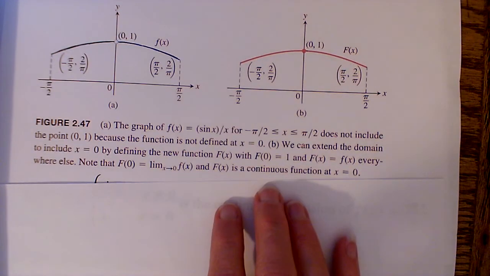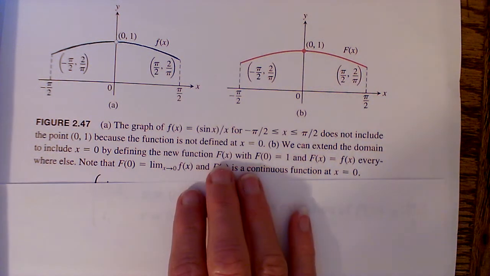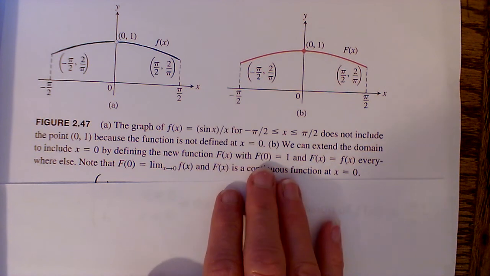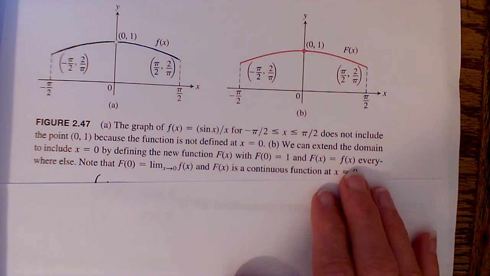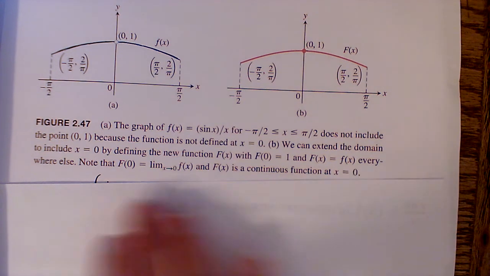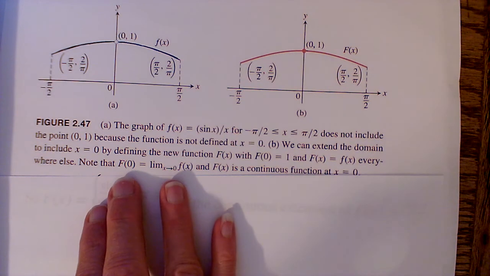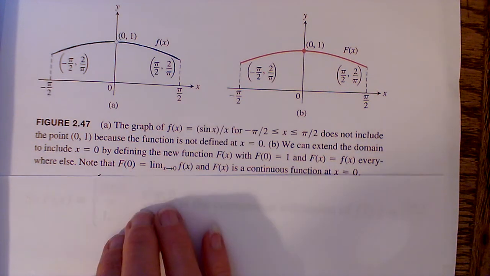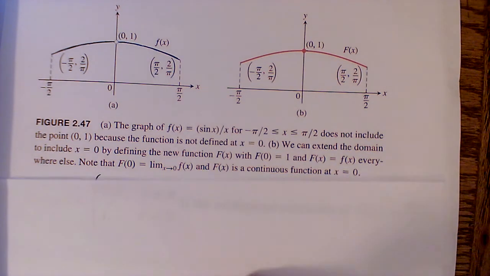And so we could extend the domain to include x equals 0 by defining a new function, capital F of x, where F of 0 equals 1 and F of x equals little f of x, the sine of x over x, everywhere else. And so now our function value for F of 0 equals the limit as x approaches 0 of sine of x over x. And F of x is continuous at x equals 0.